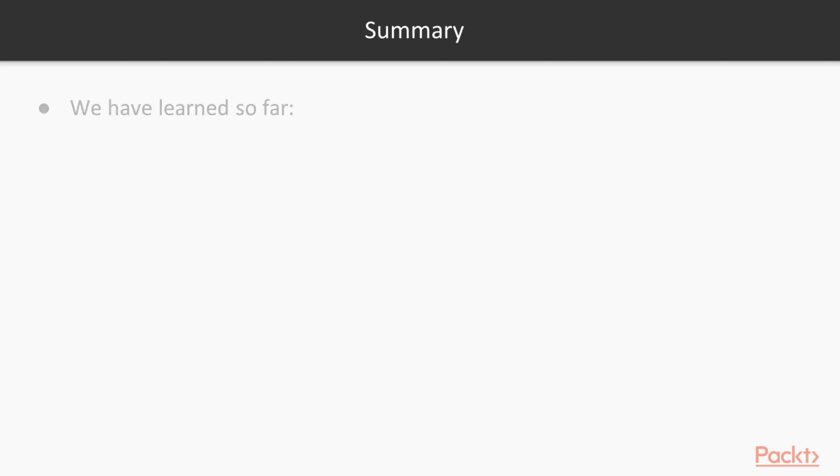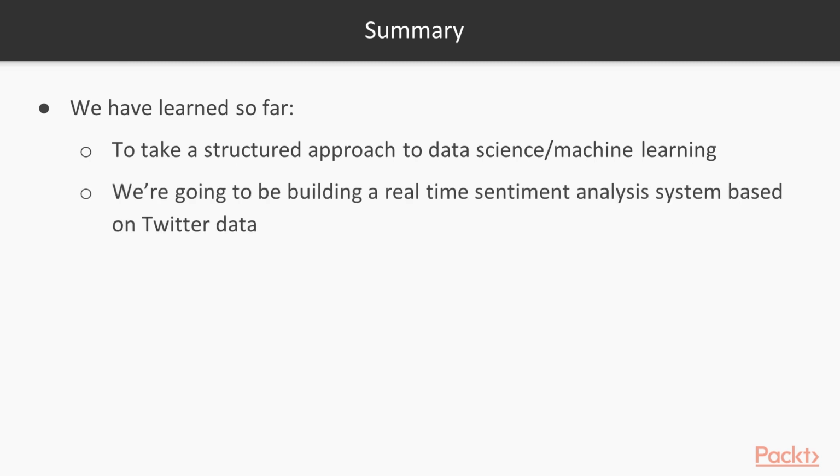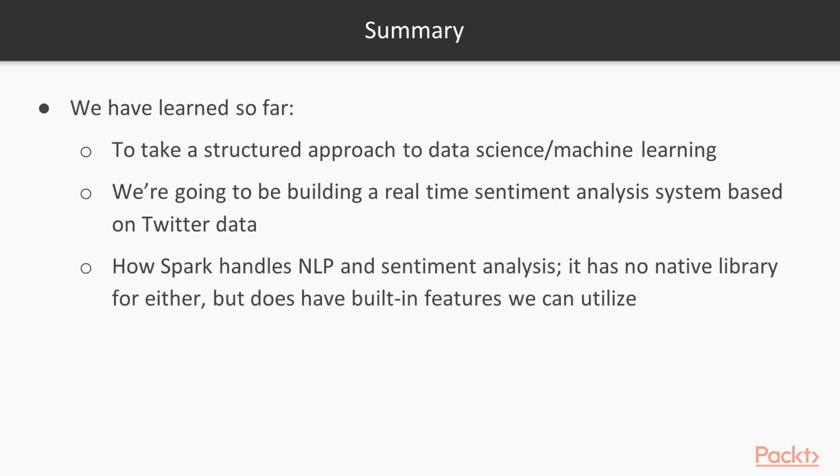So what have we learned so far? We learned that it's important to take a structured approach to data science and machine learning projects. I shared a model of how I approach this with you, and we're going to be going through this model throughout this section. We're going to be building a real-time sentiment analysis system based on Twitter data. What I also showed you is what sentiment analysis is and how it fits into the larger world of natural language processing. And I've also introduced you to the fact that Spark has no dedicated library or dedicated module for NLP like it did with the recommender system. But it does have quite a few handy built-in features that we're going to be using.